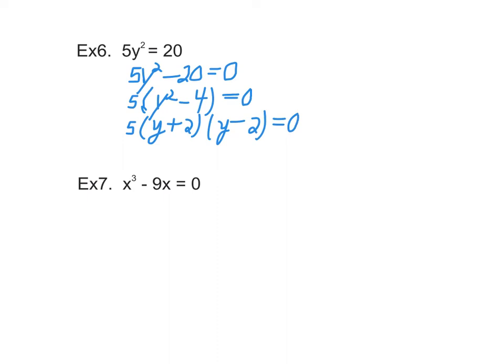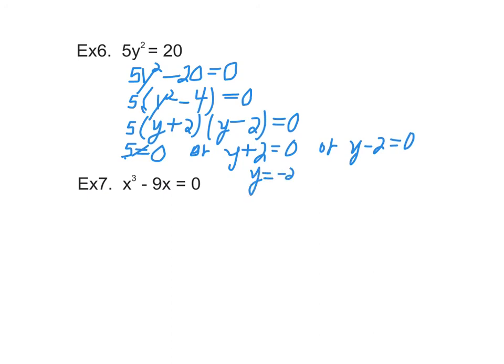Now we have three things that we could potentially set equal to 0. But remember, the number 5 will never equal 0. So I'm not even going to consider that. But we do have the y plus 2 could equal 0, or the y minus 2 could equal 0. This has two solutions, y equal to negative 2 and y is equal to positive 2.